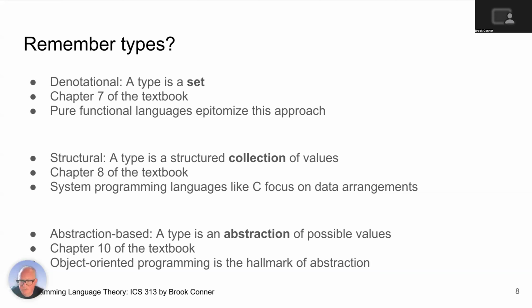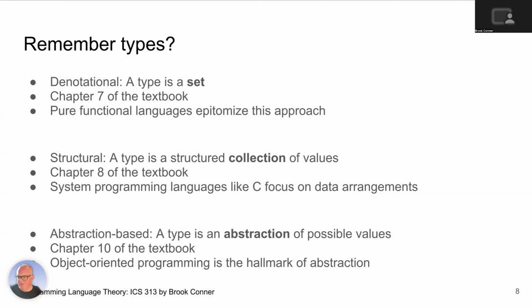We've talked about denotational ways of talking about a type, where we say that a type is a set. That is covered in chapter 7 of the textbook, which is Programming Language Pragmatics by Michael Scott. This is something that we see a lot in pure functional programming languages. We can also talk about types as a structured collection of values. This is covered in depth in chapter 8 of the textbook. System programming languages like C and C++ really focus on data arrangements. This is the approach to types that they take.